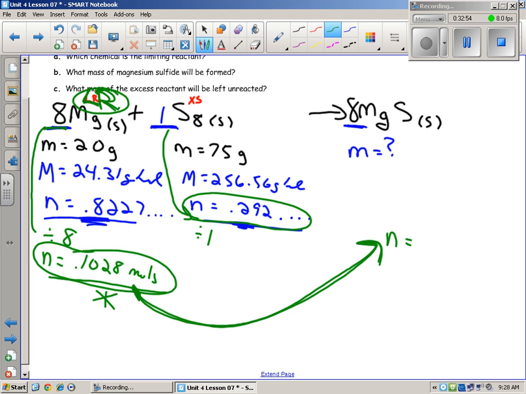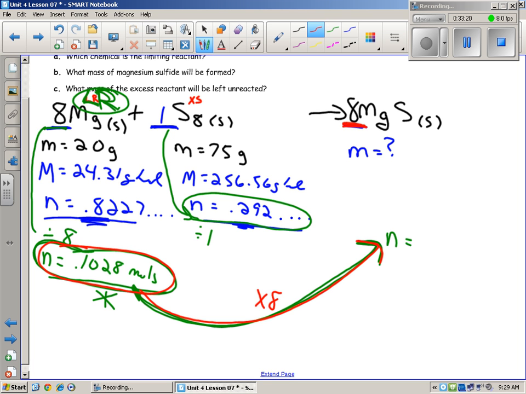Now, here's the only thing you have to remember. This number, 0.1028, is only for 1 mole, right? Because I divided it by 8, correct? So if I'm going to move this number over to here, I need to multiply it back by 8 to get back up to there. So that's an option for you.